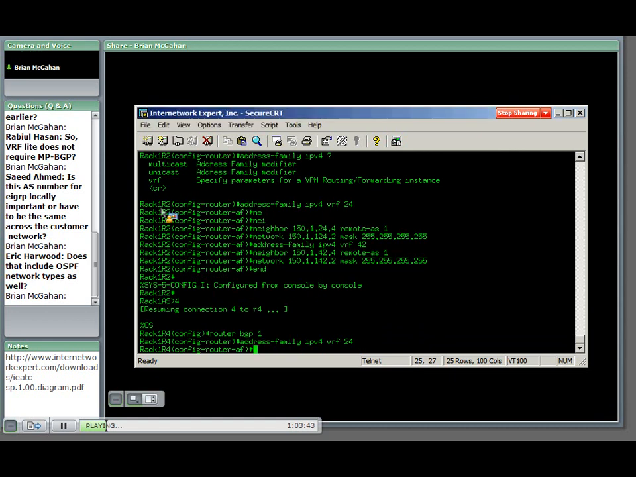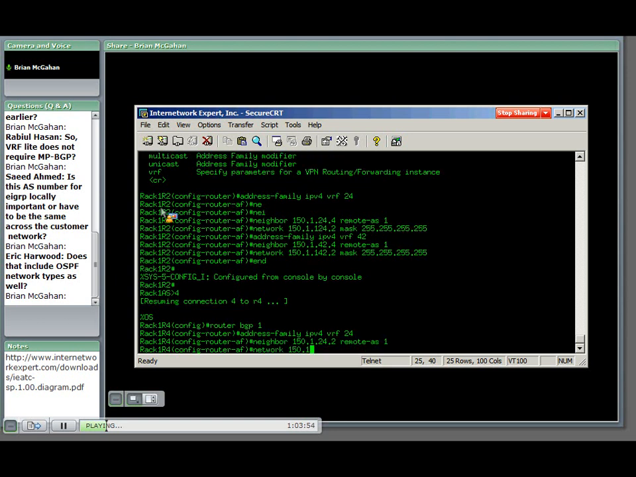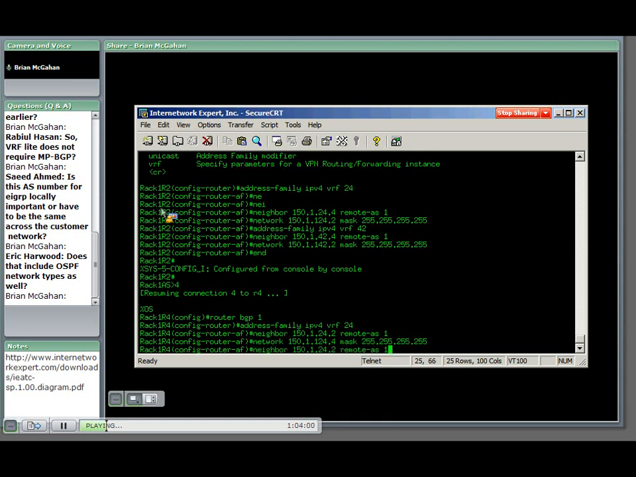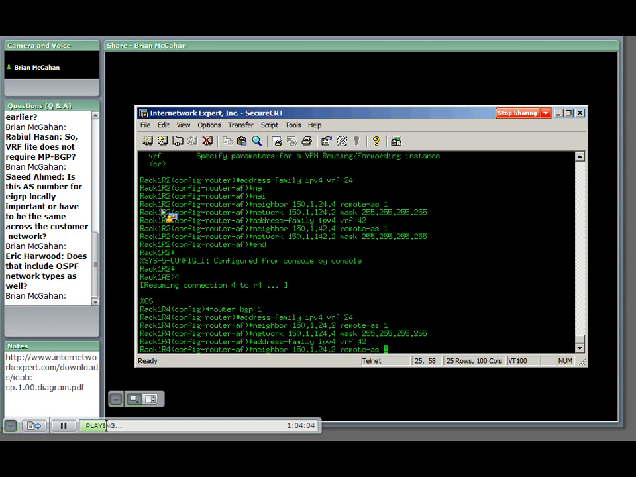So same configuration on router 4. We're issuing the address family instance for VRF 24. Inside this instance, we're going to create a neighbor relationship with router 2. We're going to advertise our loopback. And we'll have a separate instance for VRF 42.